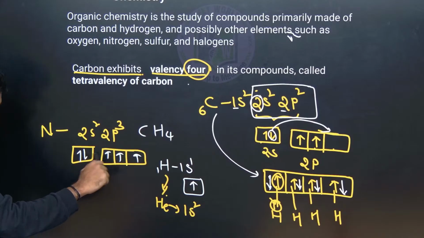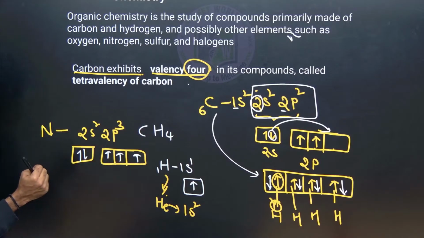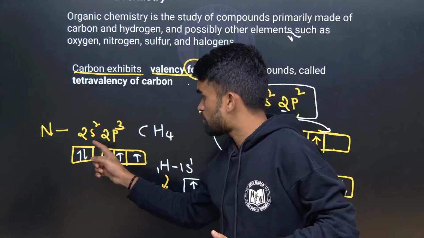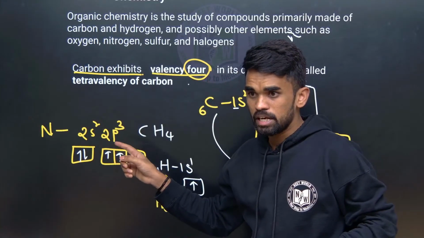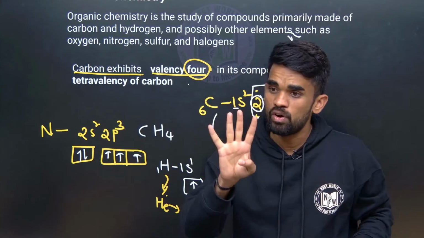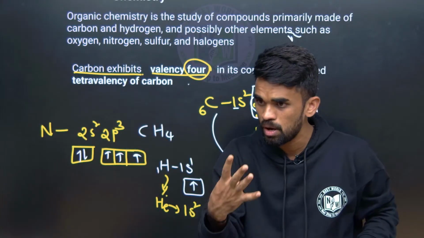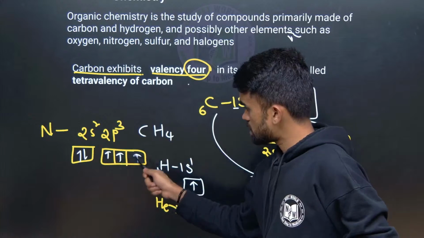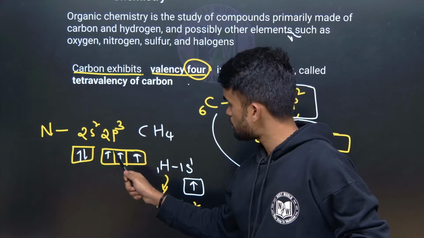How many unpaired electrons are there? 3 unpaired electrons are there. Total how many valency orbitals does it have? 4. So nitrogen also has 4 valency orbitals. It means it can form a maximum of 4 bonds only. It cannot form 5 bonds. Is that clear? So just count the number of orbitals in the valency, that many bonds it can form.